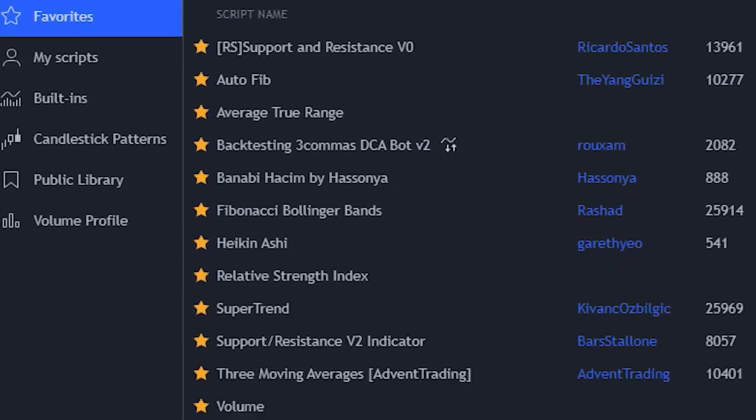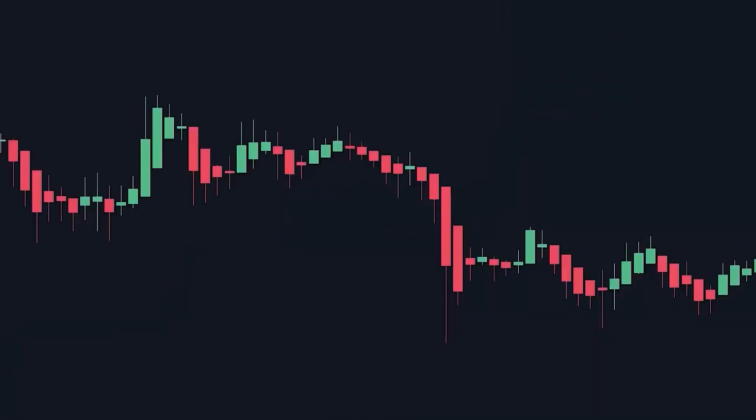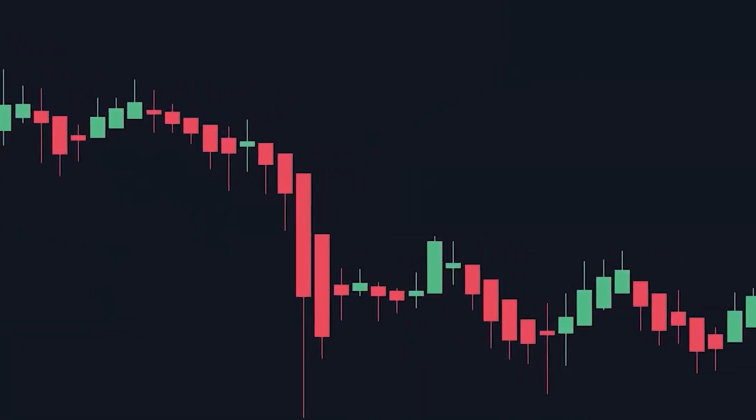Now it is very important to note that any of these price action secrets by themselves won't have a high win rate. But when combined together or even paired with some indicators, it can be an extremely powerful tool.